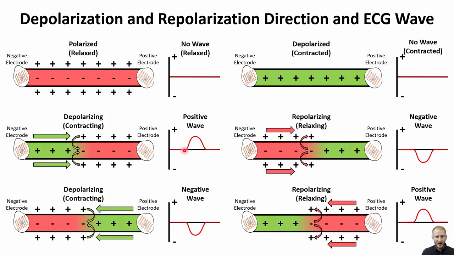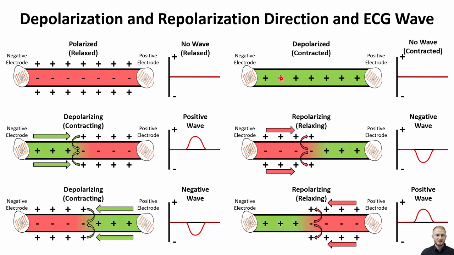All right, and we can also have negative waves. So let's reverse this direction of flow. So let's have the same positive wave, but now instead of flowing towards the positive electrode, it's flowing away from the positive electrode and towards the negative electrode. And this is going to be perceived by the positive electrode as something leaving it. So essentially it's losing charge, towards the negative electrode. And so that's going to be seen on the ECG as a negative wave, so a downward facing deflection.